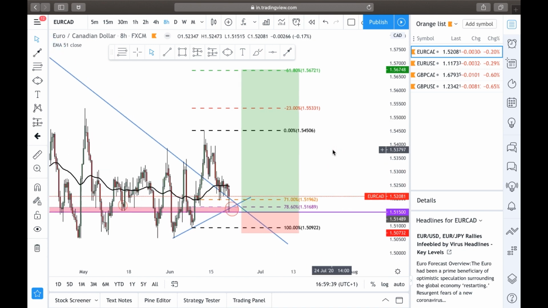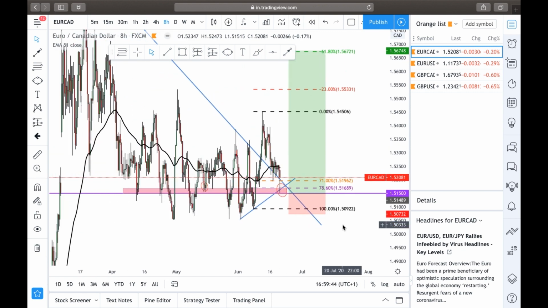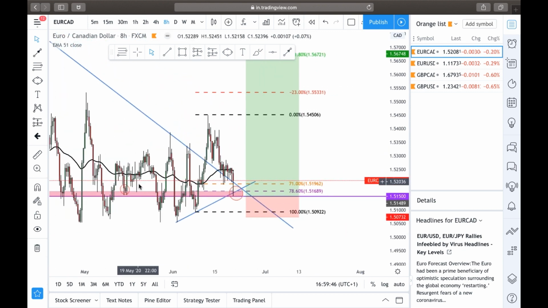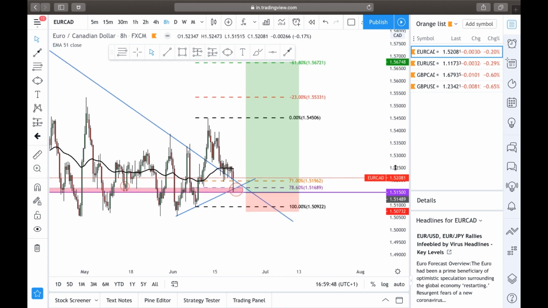So yeah, that's EURCAD, and that's what it's looking like. So basically, I hope you understand how I had my analysis before, and it's literally exactly the same, and I've just explained it to you. So yeah, that's what I'll be looking for buys.